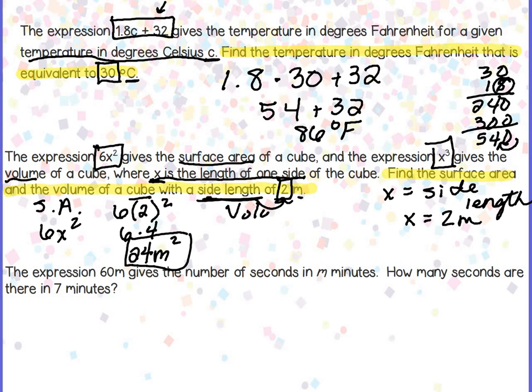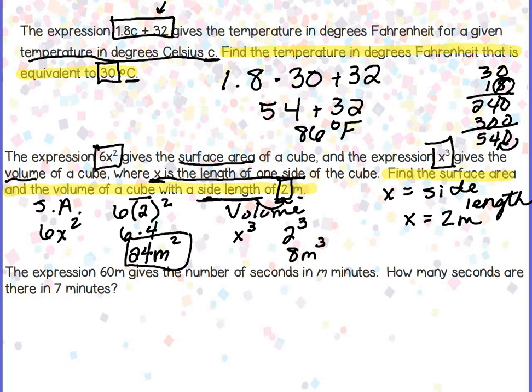And volume, we said, was x cubed. So that means that I have to do 2 cubed, which is equal to 2 times 2 is 4, times 2 is 8. So that's equal to 8 meters. And again, that's cubed because volume is always cubed.